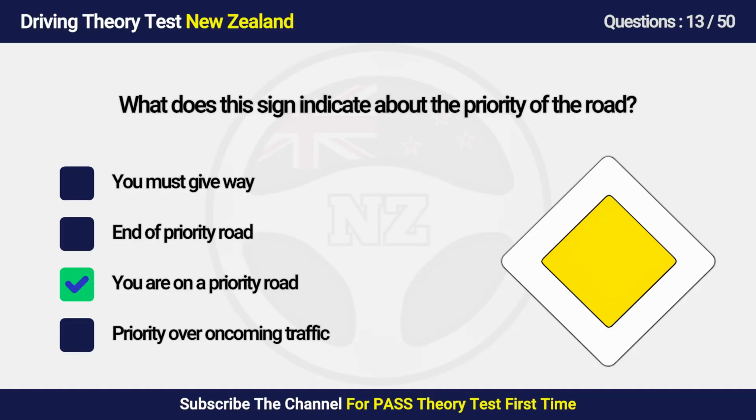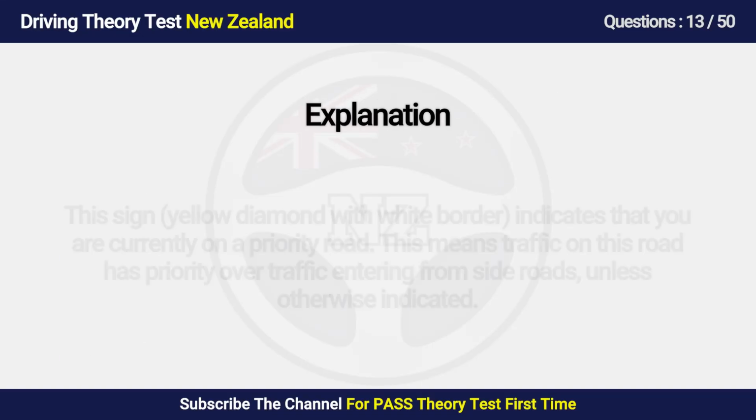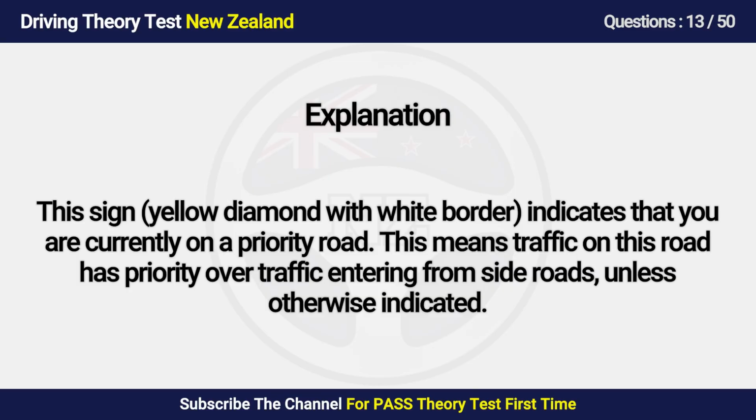Answer is C, you are on a priority road. This sign, a yellow diamond with white border, indicates that you are currently on a priority road. This means traffic on this road has priority over traffic entering from side roads, unless otherwise indicated.